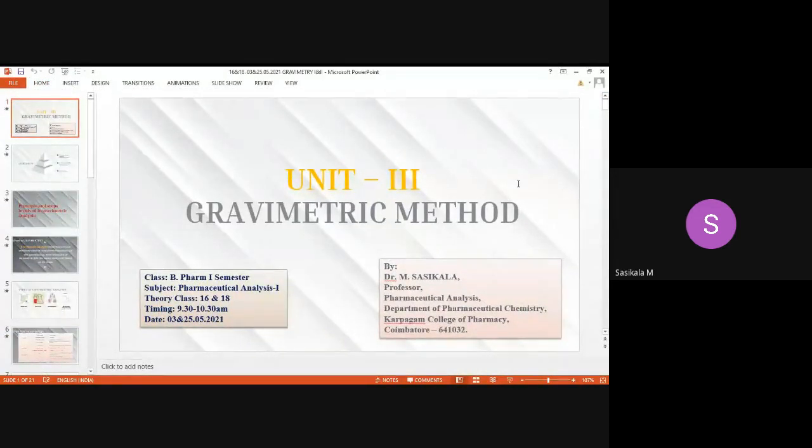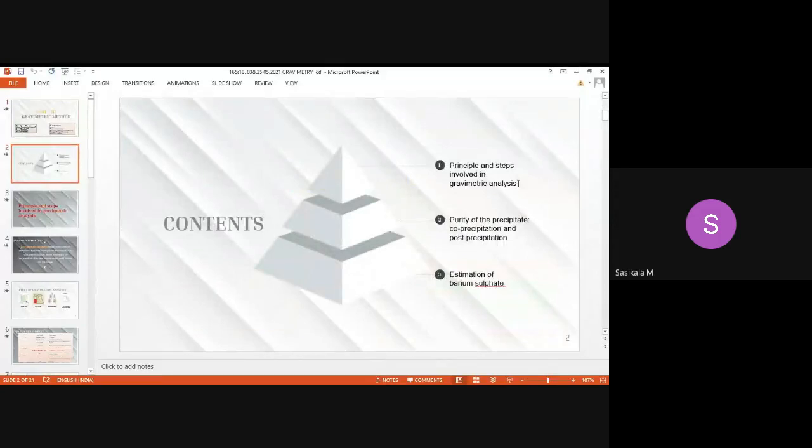So in gravimetric method, according to syllabus, we have discussed principle and steps involved in gravimetric analysis, various concepts and steps involved in gravimetric methods of analysis. Then second, purity of the precipitate. Since formation of precipitate only occurs, the basic procedure is making the solute form a precipitate, and that precipitate is dried and weighed for gravimetric analysis. So we need to discuss purity of the precipitate.